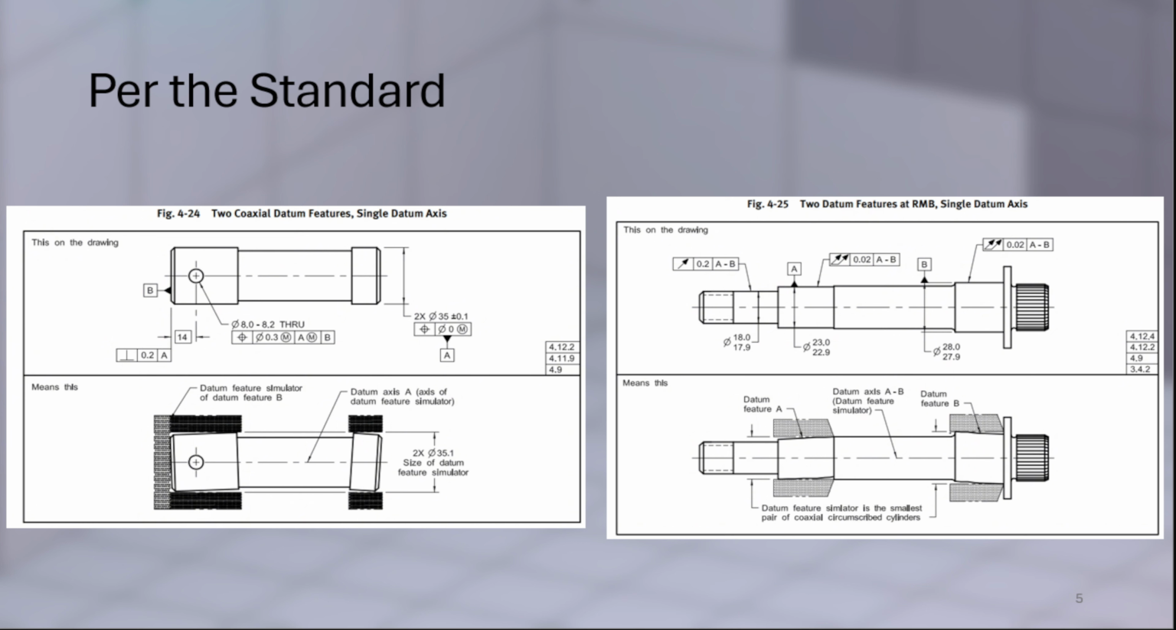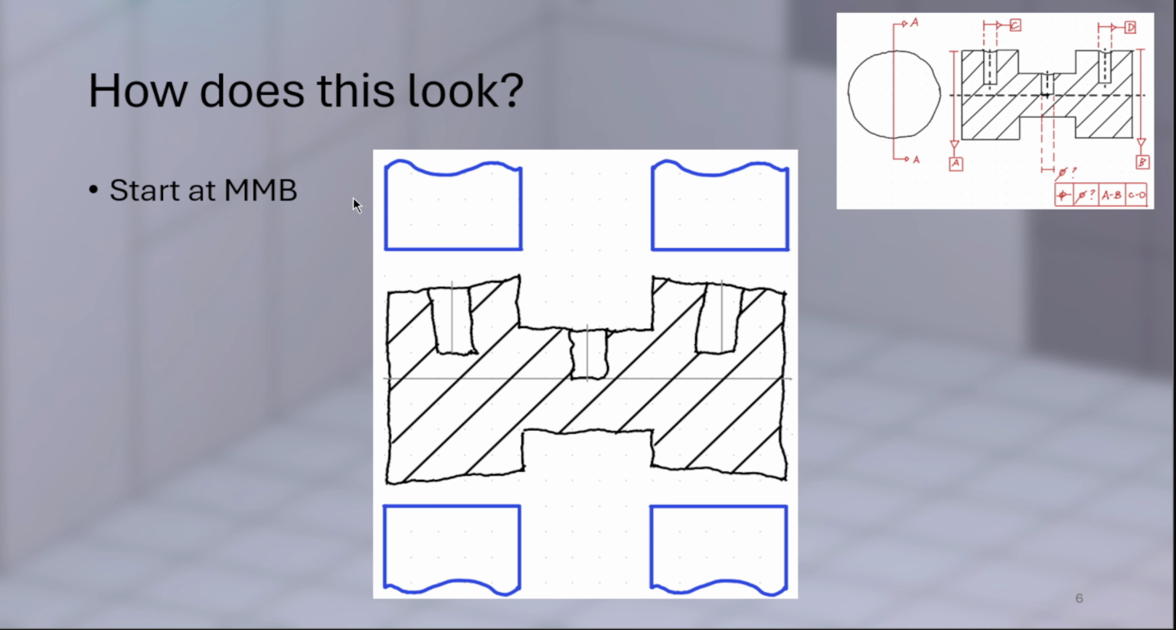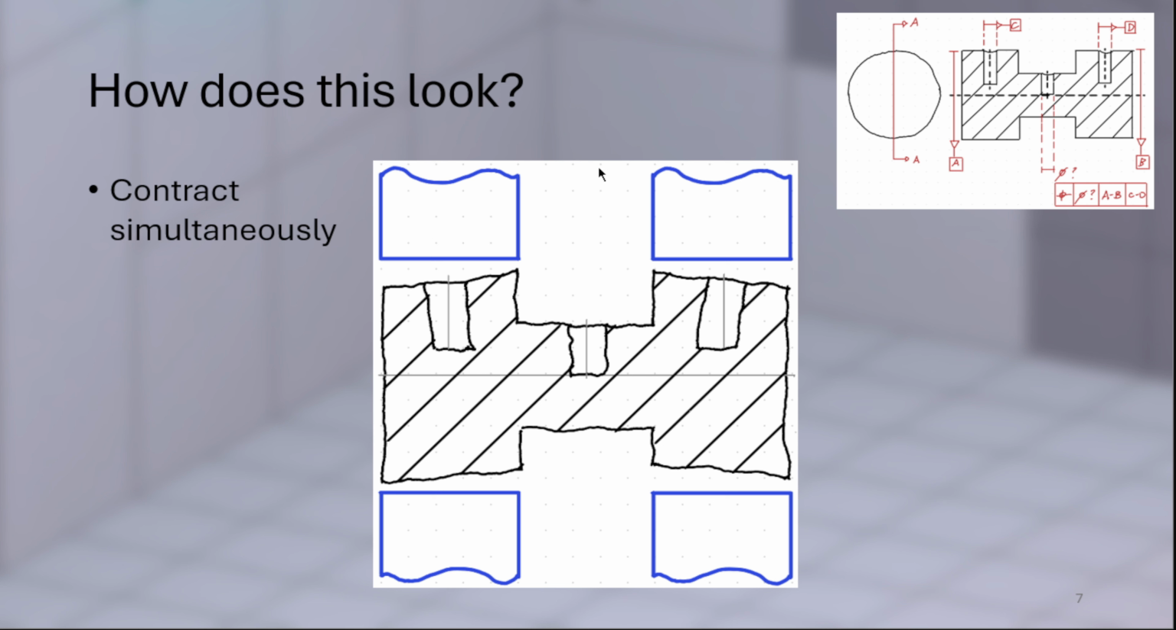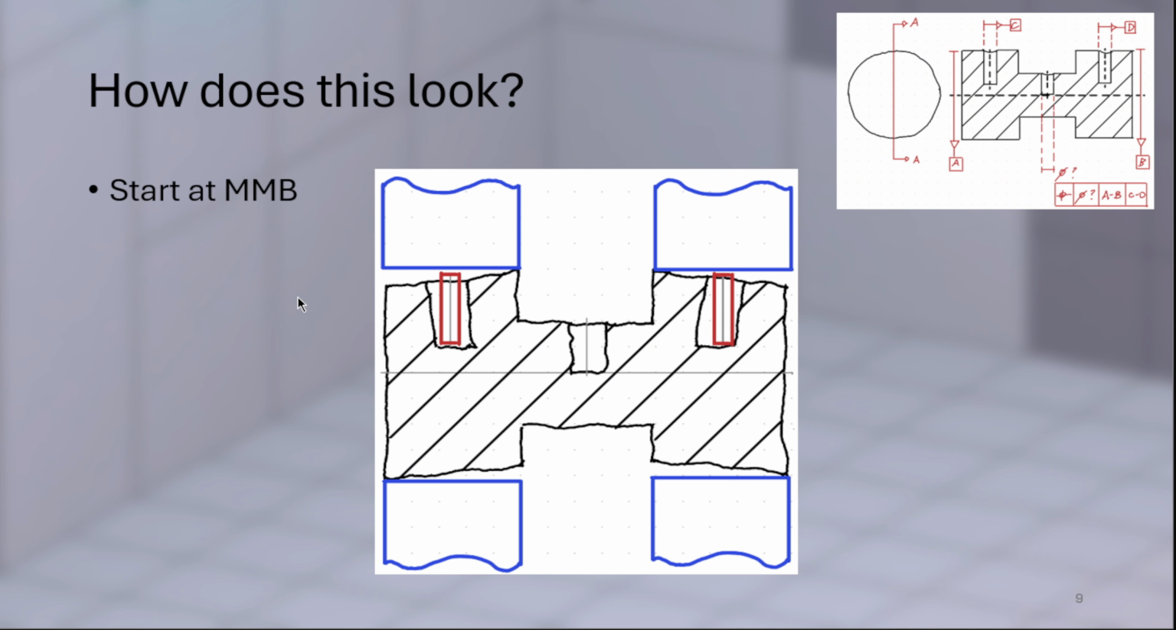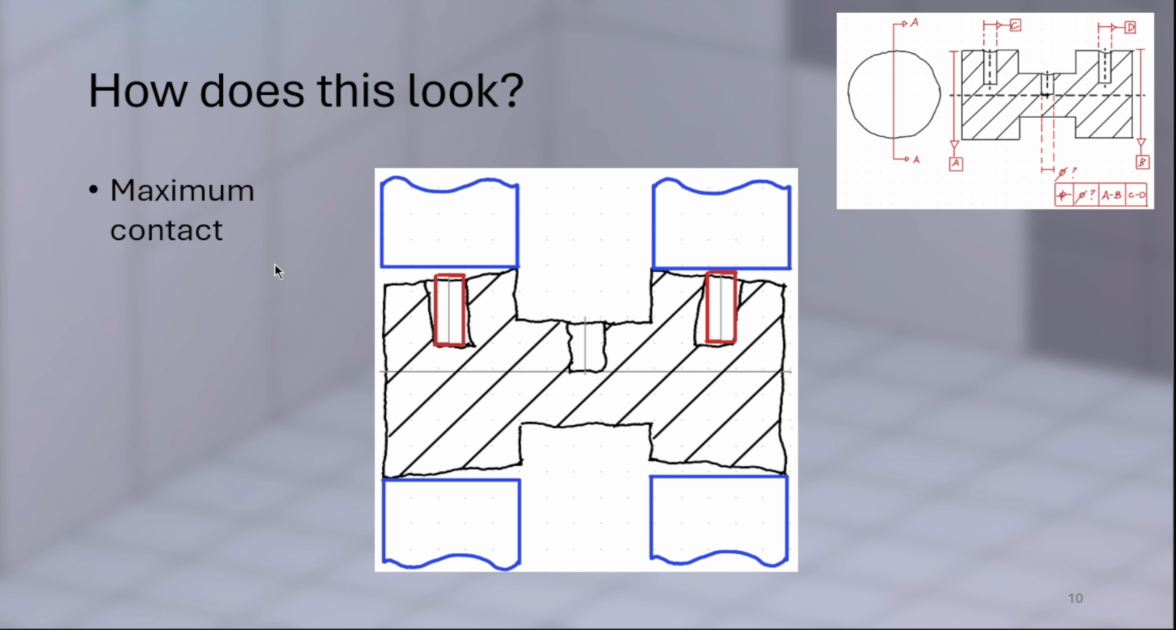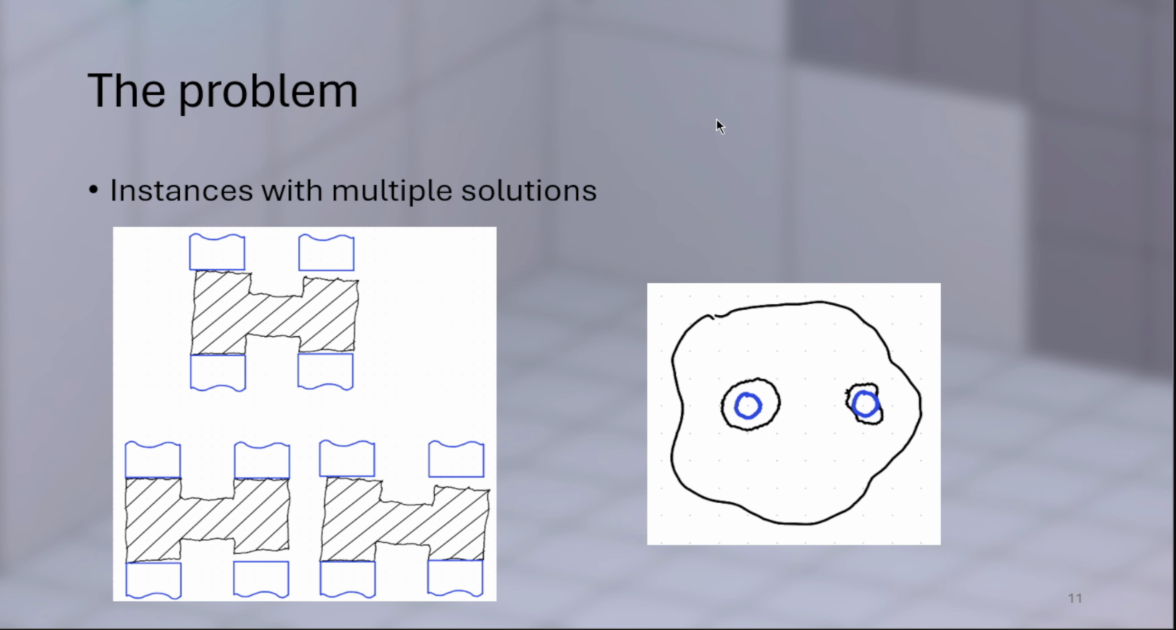There are a couple of examples in the standard that are quite similar to this part, but we'll go over it. The datum feature simulators would start out at the same size, at their MMB size, and simultaneously they would contract towards the feature until maximum contact is made with the features. For the secondary datum, similarly, you'd get the two pins that would start at their MMB size and slowly expand until they make maximum contact with the holes. So that's basically what the gauging of that feature control frame, or that datum reference frame, would look like.